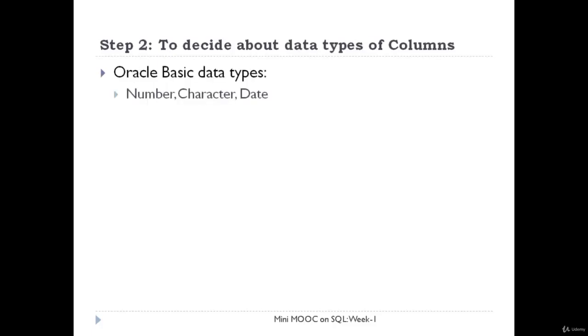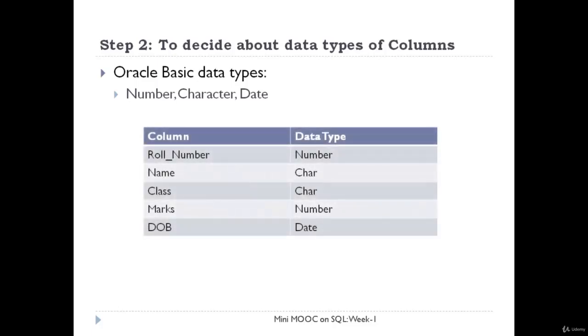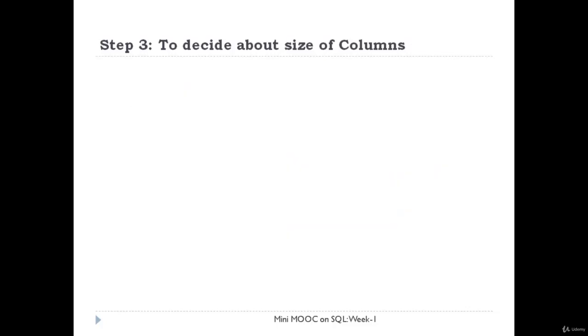Next step will be to decide about the data type of columns. In Oracle, we have number, character and date as basic data types. Thus, roll number will be of number data type, name and class will be of character data type, marks will be of number and date of birth will be of date data type. Next step will be to decide about their size.